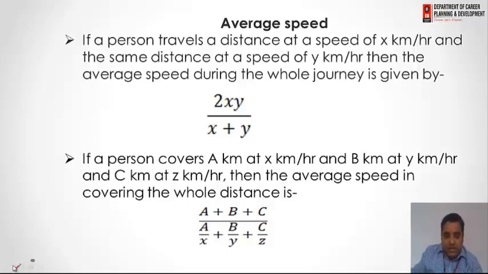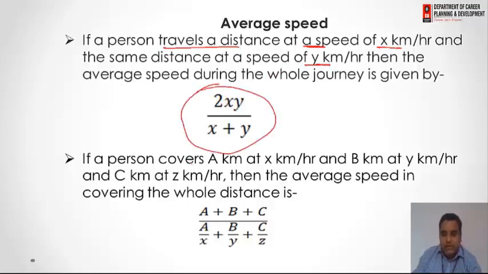Now after that we have the concept of weighted average. That's quite simple. If a person travels a distance with a speed of x kilometers per hour and the same distance at a speed of y kilometers per hour, then the average speed of the whole journey is 2xy divided by x plus y, where x is the speed on one side and y is the speed on the second side, and on both sides it covers the same distance, like from A to B it moves with the speed of x kilometers per hour and returns with the speed of y kilometers per hour. So in this way we have the solution for this.